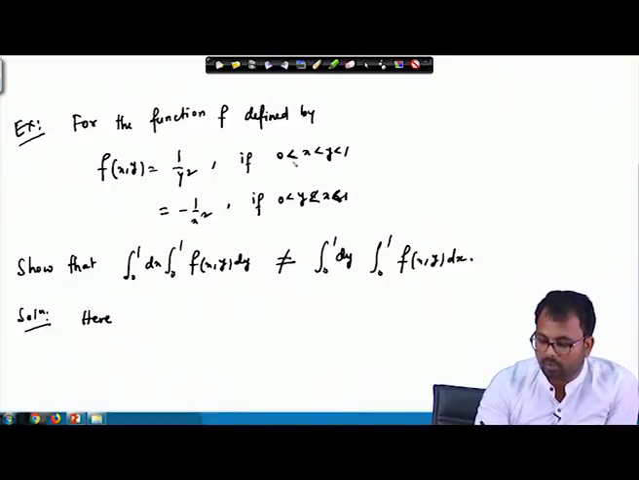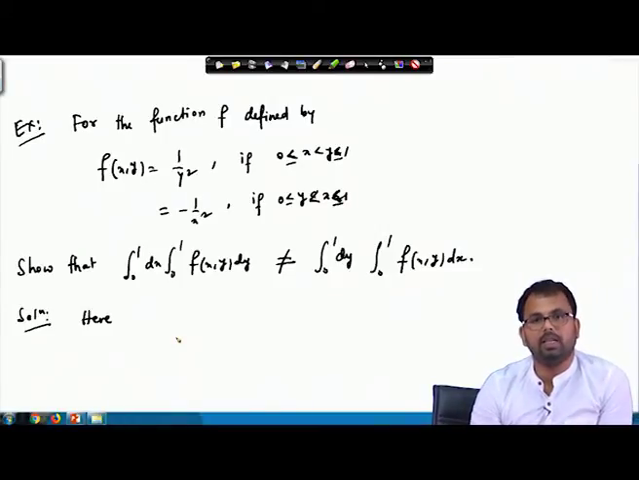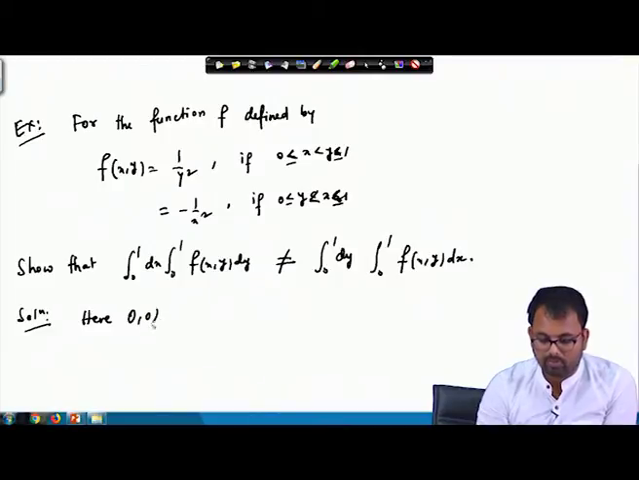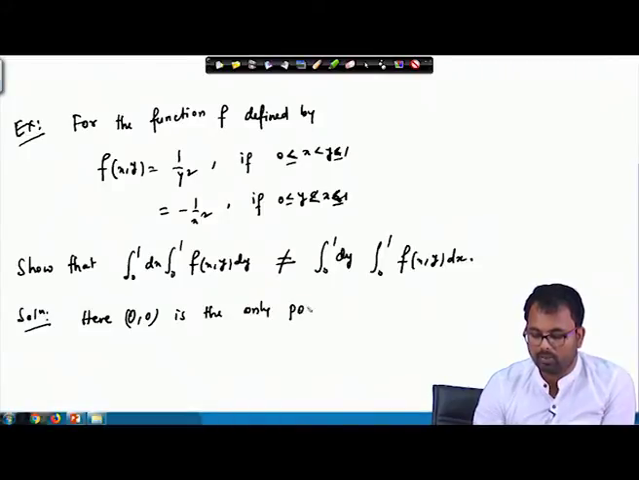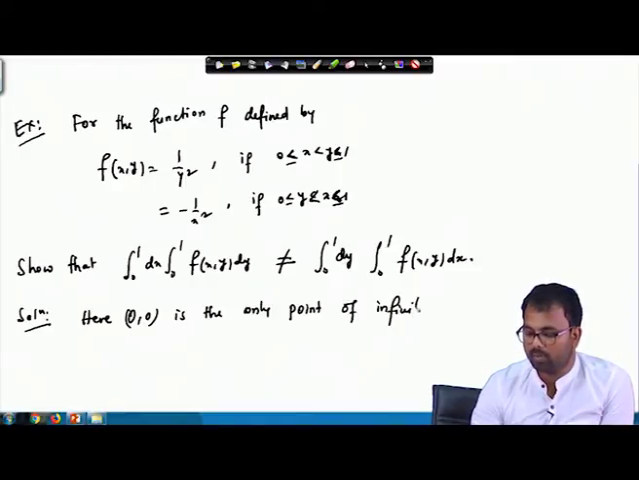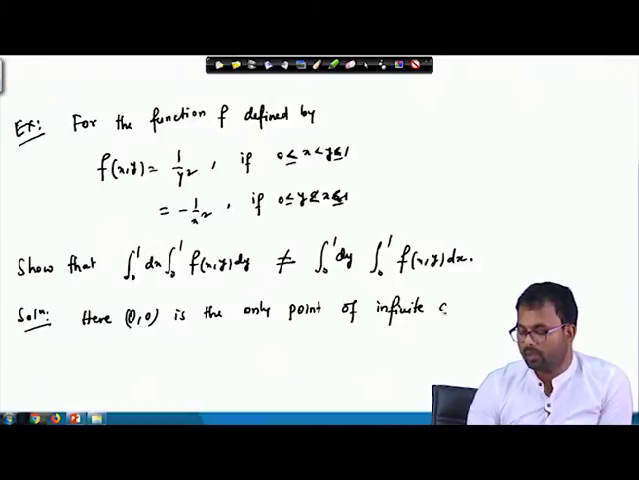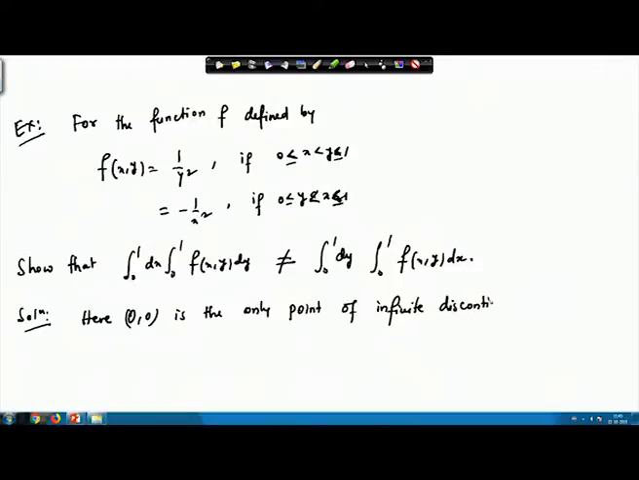So, it is better to write as 0 and then let us include the point 0, basically the end points. So, here (0, 0) is the only point of discontinuity, point of infinite discontinuity, because the function is unbounded at the point (0, 0). So, then integral from 0 to 1 f(x, y) dy.